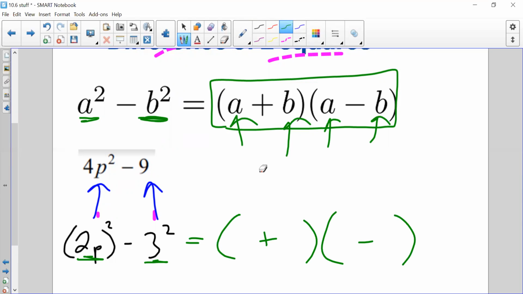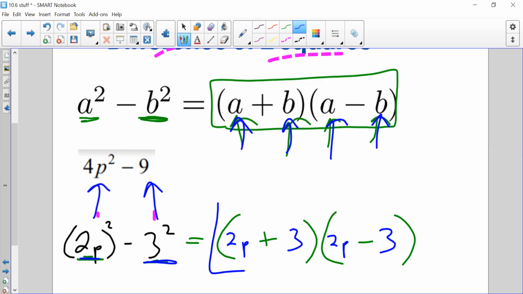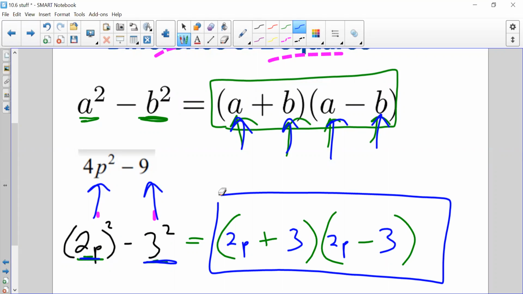Now, a plus b, a minus b. So my a value is 2p, so I'll put the 2p here, and I'll put the 2p here. And my b value is 3, so I'll put the 3 here, and I'll put the 3 here. We're done. So far, so good.